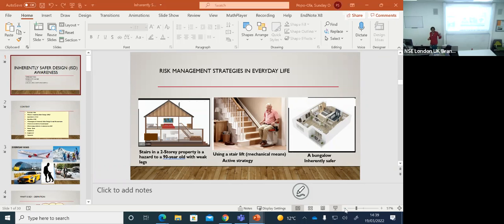Remember I told you earlier that I explained what the five strategies mean. But I just want to see, if anyone's been listening, which of these two strategies do you think is inherently safer design? Remember I said inherently safer design means avoiding or eliminating the hazard. The hazard in our case is the stairs that granddad fell over. So which one's an inherently safer strategy? The bungalow or the mechanical means, the stair lift? Does anybody in the room or online want to take a guess?